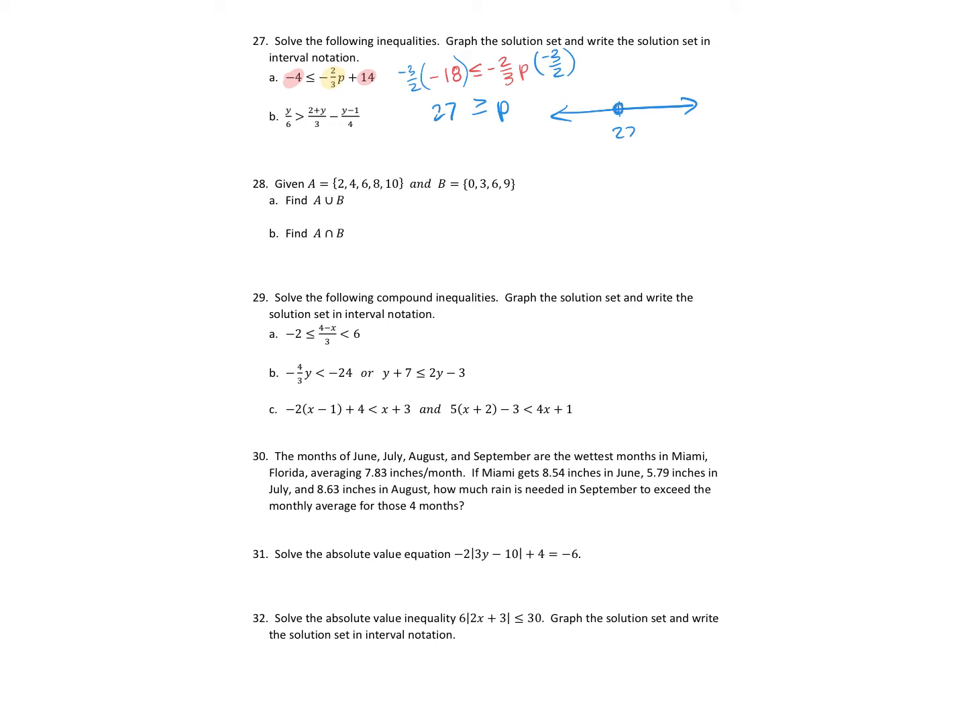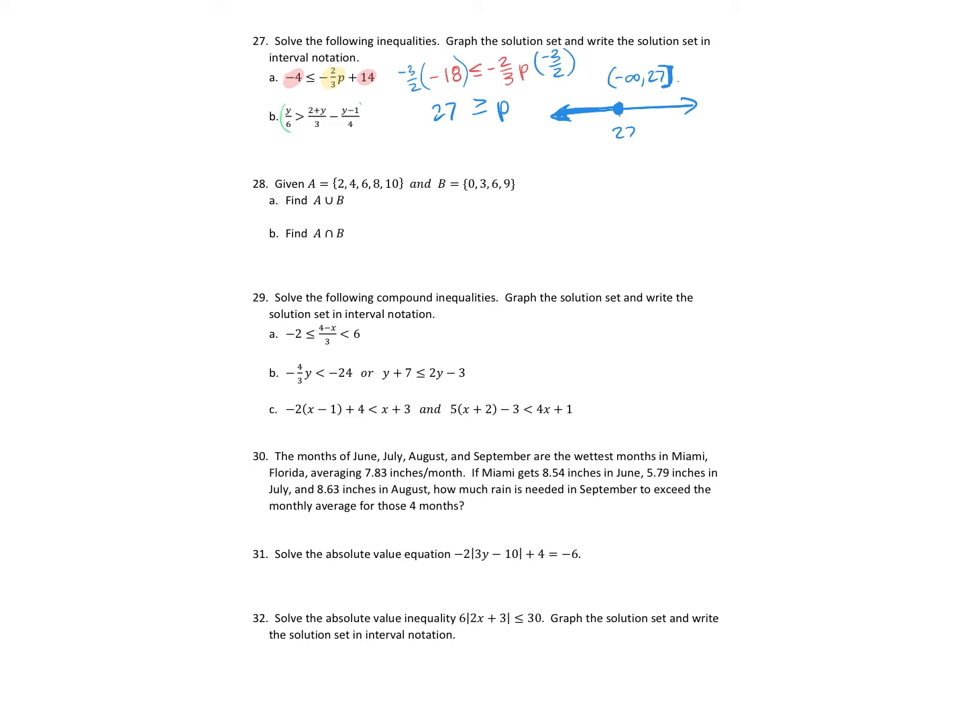So that's going to be a solid dot, and I want to say less than. Okay, so p is less than or equal to 27. In interval notation, it would be negative infinity to 27, and with a bracket on the 27.